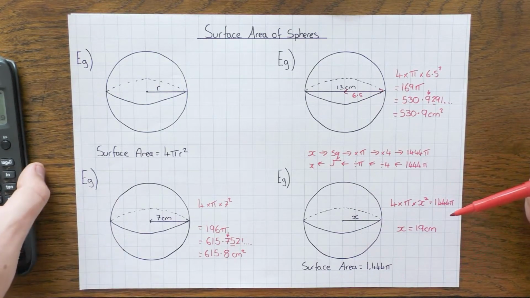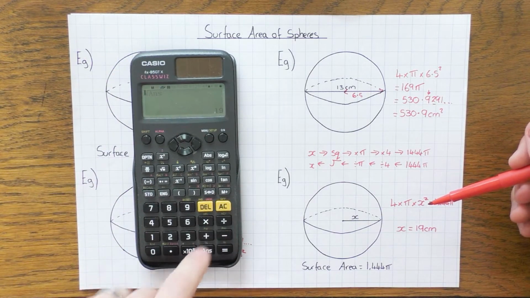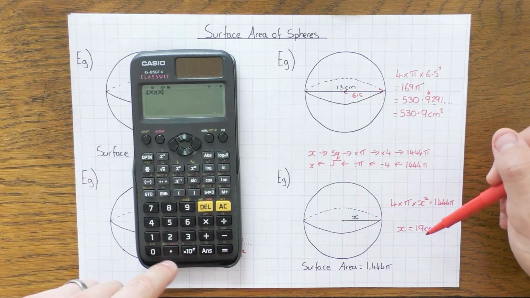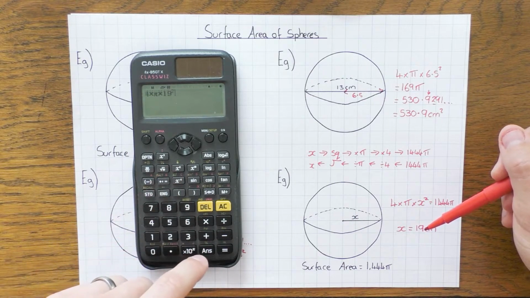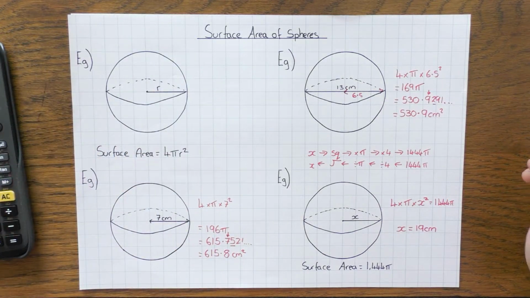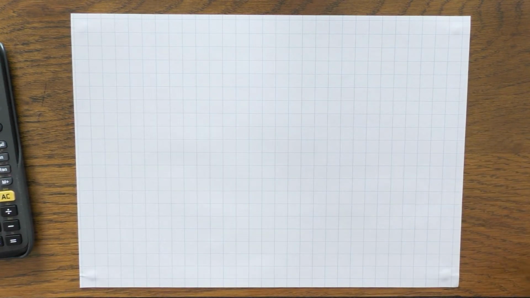Once you've done that, just double check, stick that in the formula and see what you get. So 4 times pi times, we think it's 19, so 19 squared, and we get the same answer. So yeah, definitely 100% got that correct. Rightio, let's carry on.